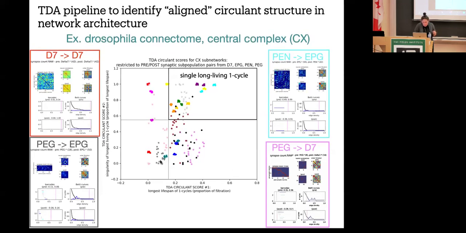Here in the dark gray color, we have the PEG to the EPG. And again, we don't see in the barcodes any indication of singular structure. So I think that's a good indication. What these magenta lines in the barcodes and the Betti curves are showing is the point in the filtration after which edges are added between neurons with zero correlation.